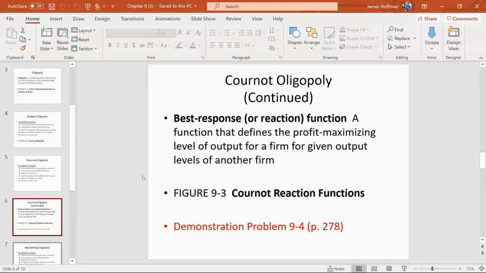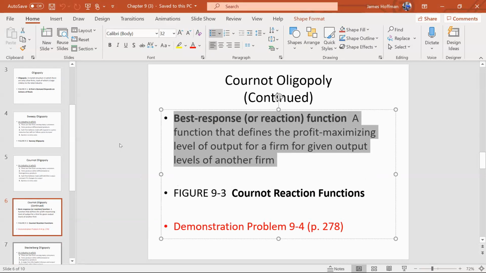Okay, so we're going to look at a mathematical model of an example of the Cournot, which again would be in one example the video game console market. There's probably other ones you can think of, but let's stick with that one. So we're going to develop or define a best response function. So we'll stick with two firms. And a best response function is a function that defines the profit maximizing level of output for a firm for given output levels of another firm. So we'll have a model with two firms, firm one and firm two. One for this example can be Sony, one could be Microsoft. So you can apply it to other companies as well.